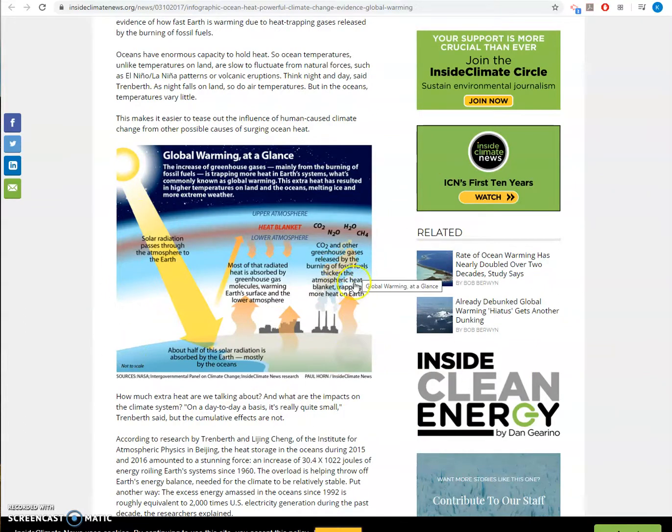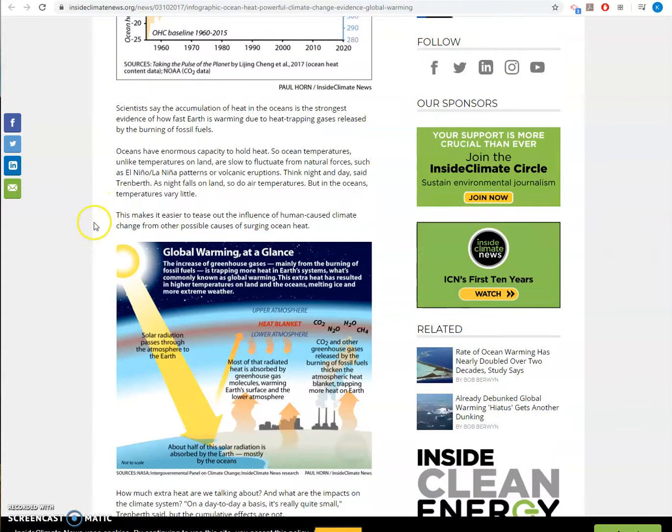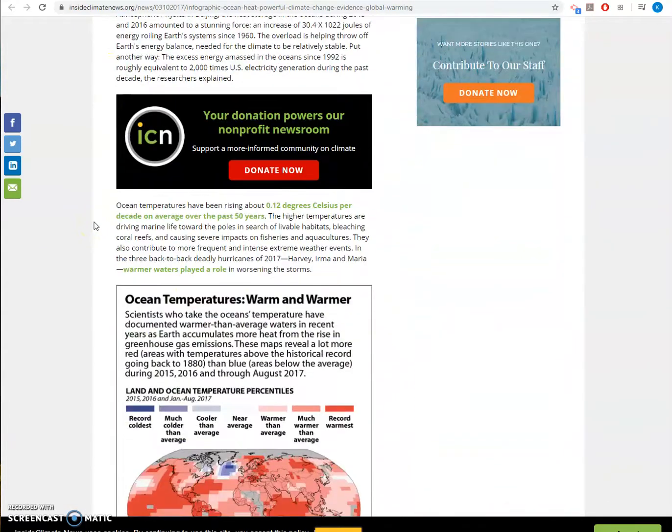Okay, produce CO2 and other greenhouse gases, increase the greenhouse gases in the atmosphere, solar radiation comes in, the heat is trapped, things like that. Okay, so you can kind of see how that works if you want to see it. That's pretty much everything you need to see here.